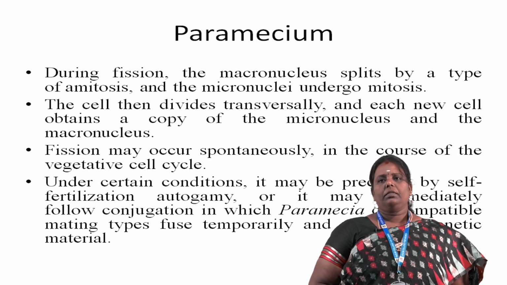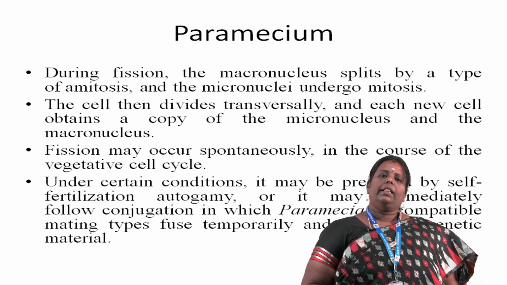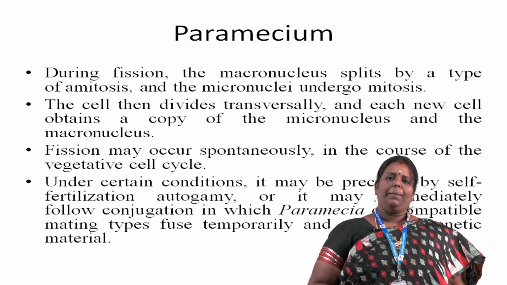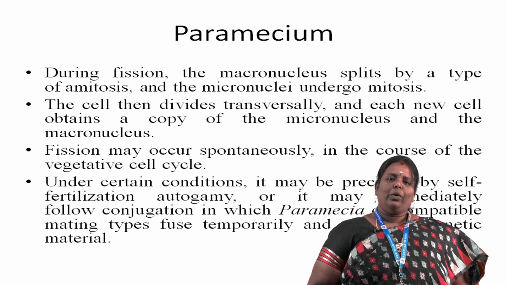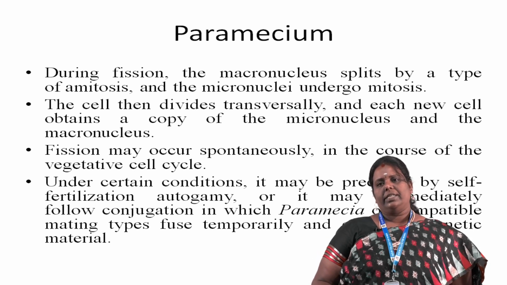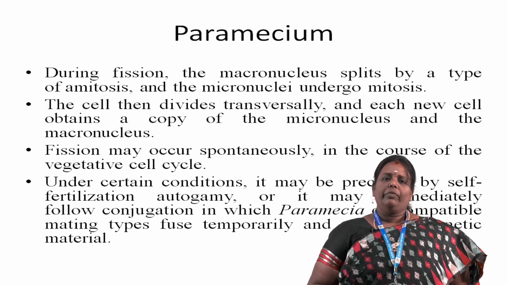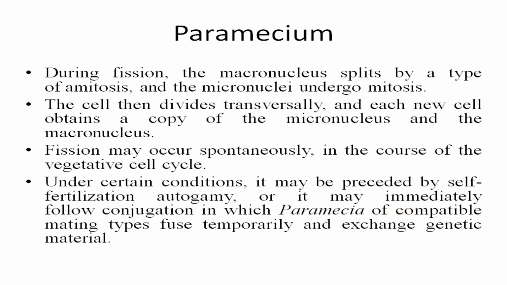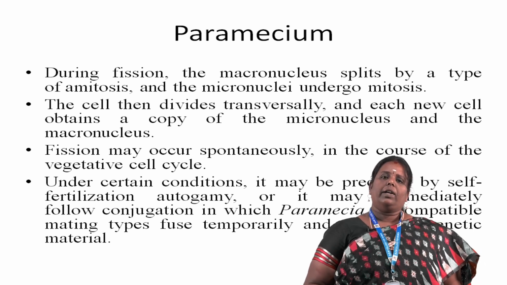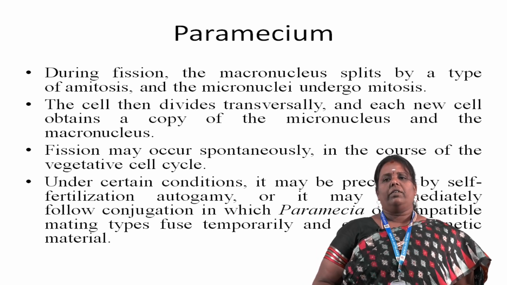Next, during fission, the macronucleus splits by amitosis, and the micronucleus undergoes mitosis stages in the various macronuclei and micronuclei. The fusion may occur spontaneously, and the vegetative cells are also involved; they do the functions after autogamy, endomixis, cytomixis, everything.